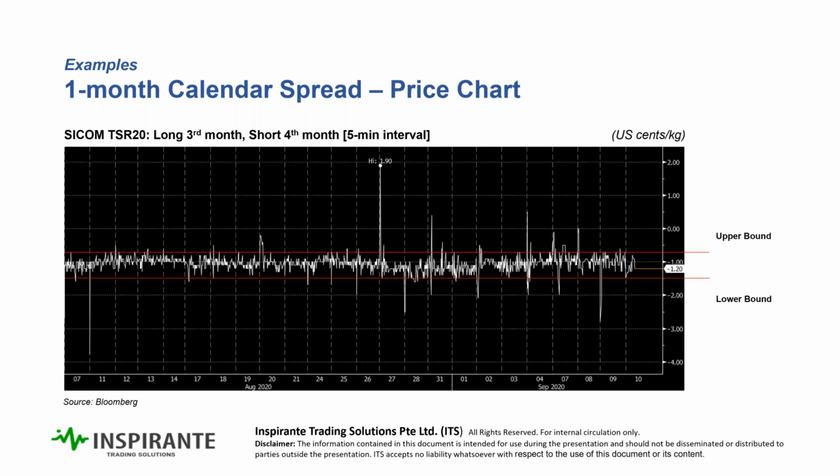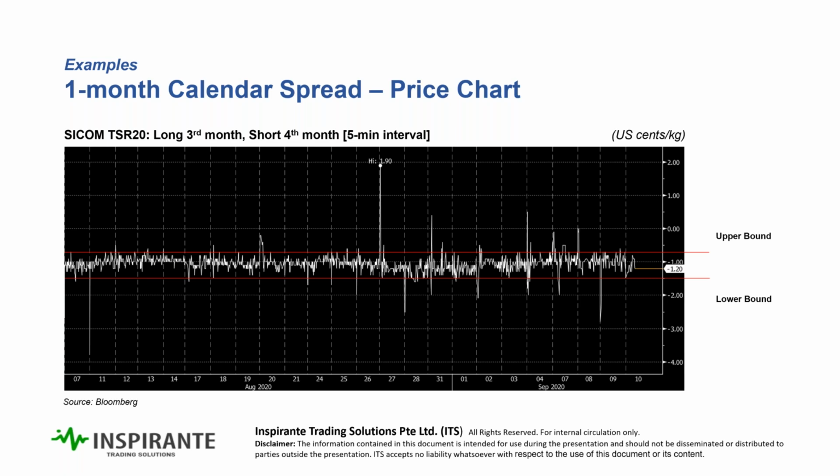This is a 5-minute price chart of the 1-month calendar spread. As you can see, even in the 5-minute chart, there are plenty of ups and downs. Now, I won't comment on whether it's practical to do it this way because we may each have a different risk profile, preference, and whatnot. But I will just show you what is possible.